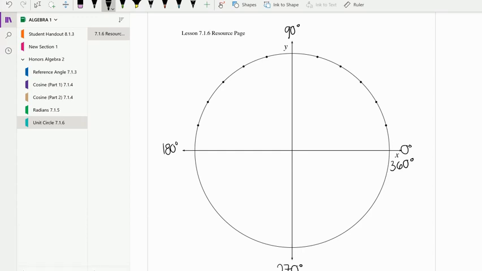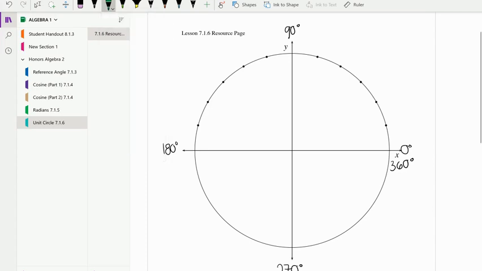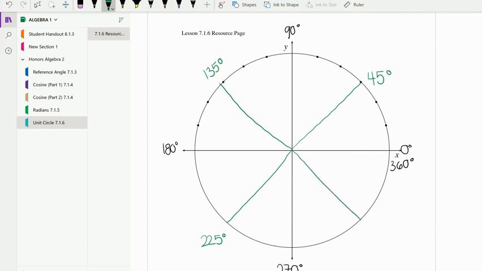All right, so from there, we're going to do the 45-degree angles, and I'm going to switch colors again. I'm also going to add in lines. All right, so this would be 45 degrees, and then plus 45 would be 90, plus another 45 would be 135, plus 45 would be 180, plus 45 would be 225, plus 45 is 270, plus 45 is 315, and plus 45 would be 360.